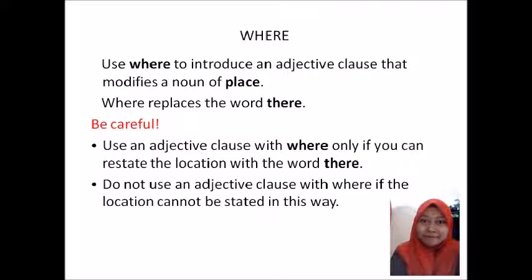Next is where. Use where to introduce an adjective clause that modifies a noun of place. Where replaces the word there. Be careful. Use an adjective clause with where only if you can restate the location with the word there. Do not use an adjective clause with where if the location cannot be stated in this way.